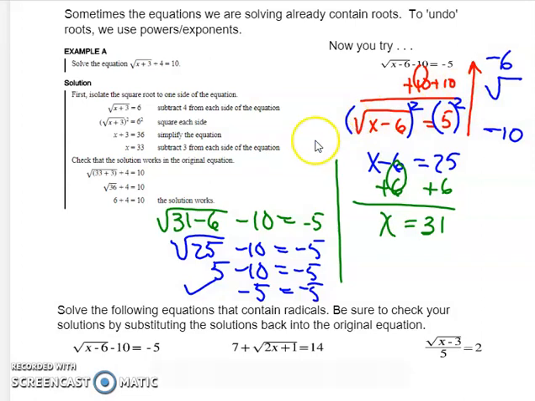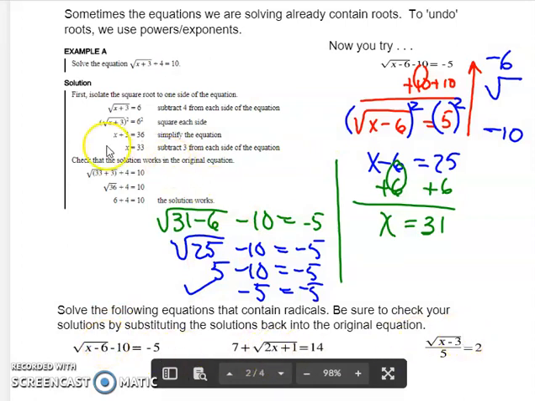When you're done with the graspable math activity, come back and see if you can do the 3 problems here at the bottom of page 2.